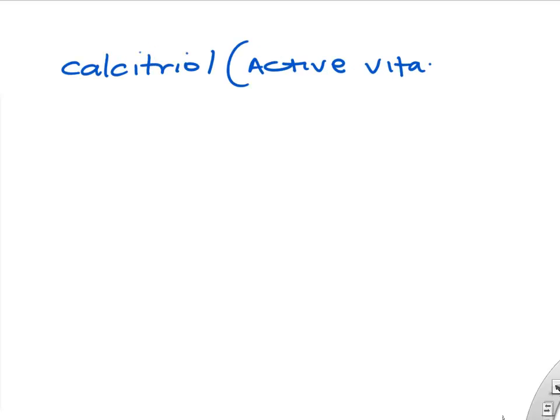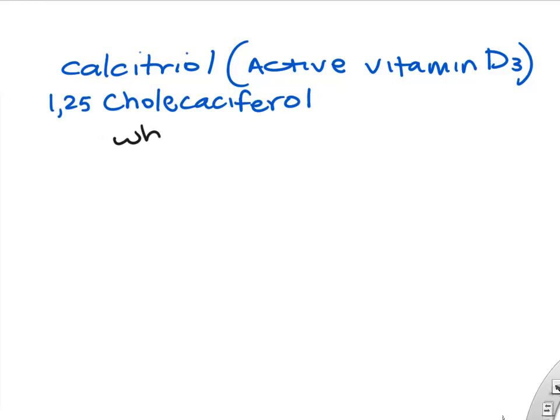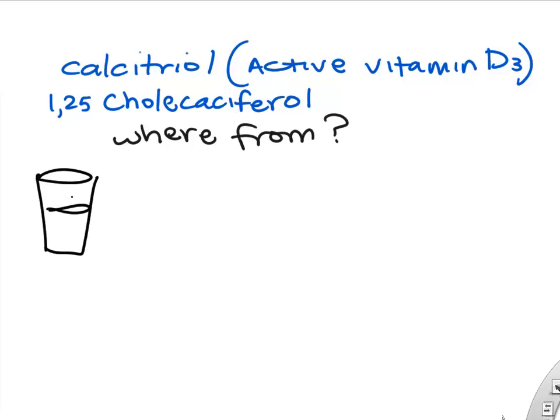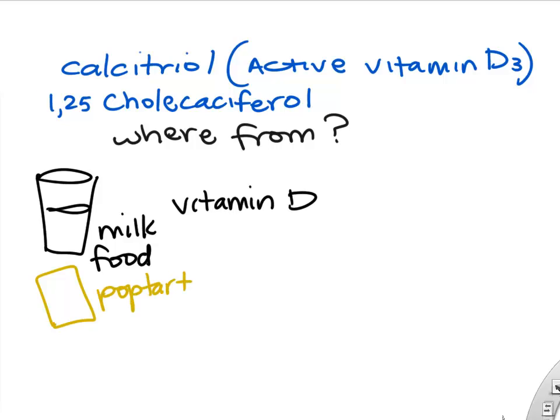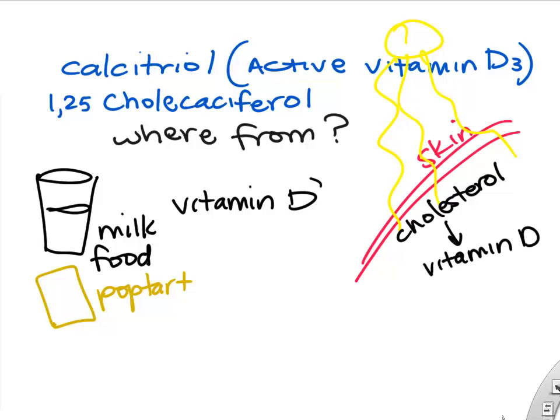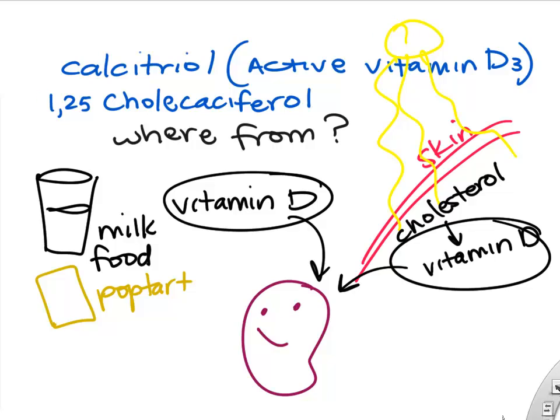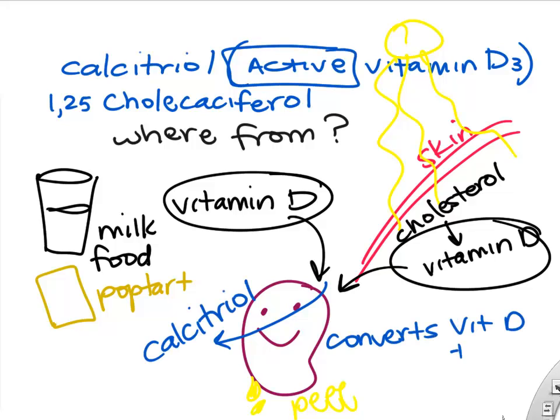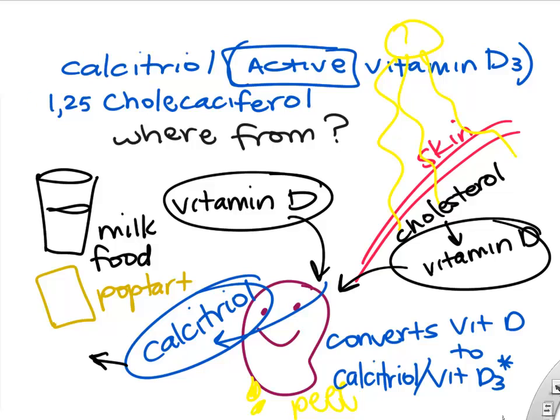I just wanted to mention a little bit about where calcitriol comes from. Again, calcitriol has a couple names, active vitamin D3, and if you go to medical school, 1,25 cholecalciferol. Where does vitamin D and calcitriol come from? Well, active vitamin D needs to be made in your body, but vitamin D can come from your milk and your Pop-Tarts and your food, and also vitamin D is made when sunlight hits your skin and converts cholesterol into vitamin D. Vitamin D, though, needs to be activated and chemically transformed into calcitriol, active vitamin D3, and that occurs mostly in the kidney. So the kidney's job is to convert vitamin D to vitamin D3.